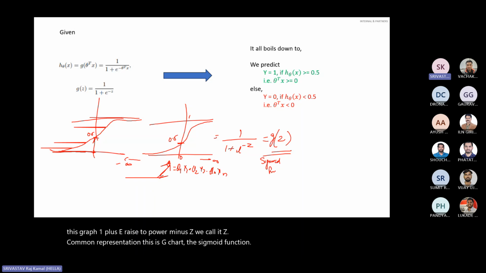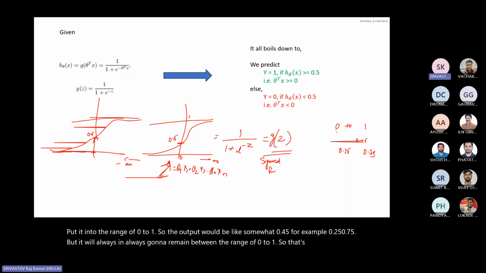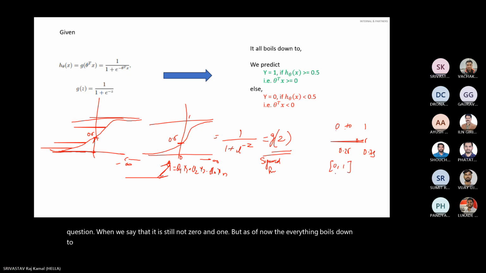So in general, the sigmoid function is a function in which if you give some continuous value, it will put it into the range of 0 to 1. So the output would be somewhat like 0.45, for example, 0.25, 0.75, but it will always remain between 0 and 1. That's the second question, when we say that it is still not 0 and 1. But as of now, everything boils down to the range of 0 to 1. Right? So guys, any doubt here?